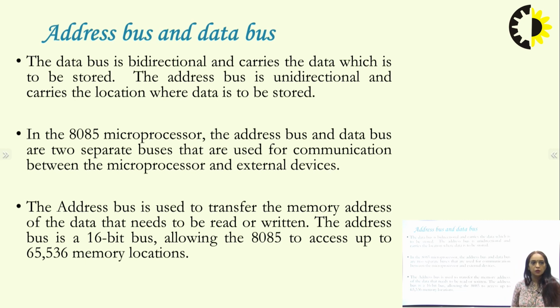The address bus is used to transfer the memory address of the data that needs to be read or written. We have 16 address lines, which means with the help of 16 address lines we can access 2 raised to the power 16, that is approximately 64 kilobyte memory locations.